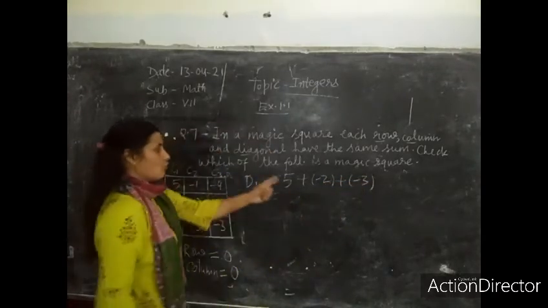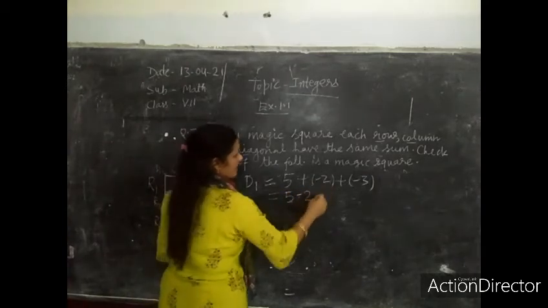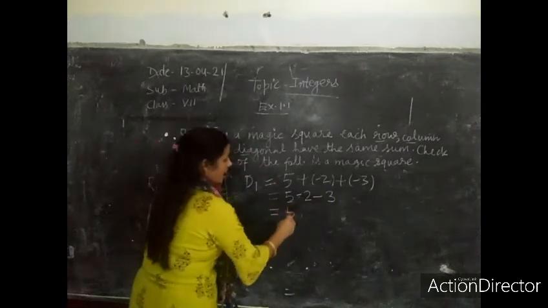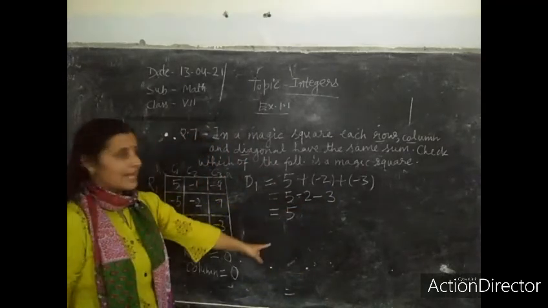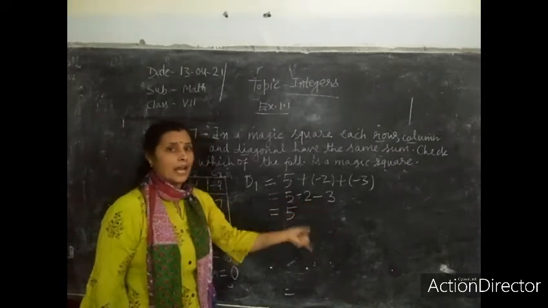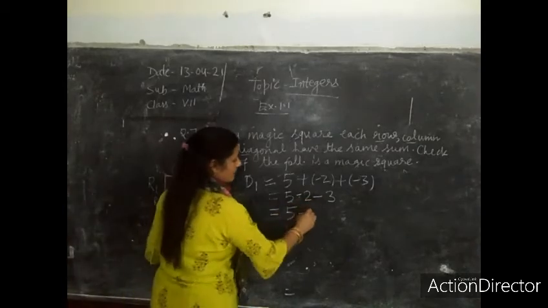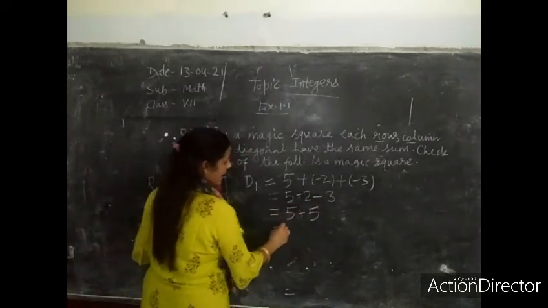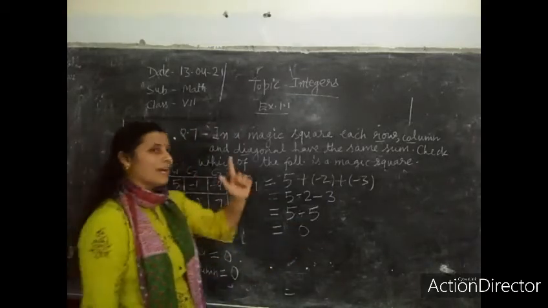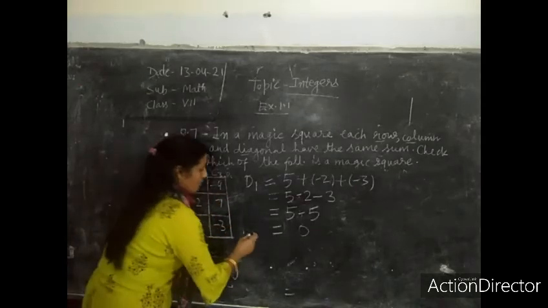Now add up. First we will open the bracket. Plus minus becomes minus. Plus minus becomes minus. Then we leave 5 as it is, and minus 2 and minus 3 have the same sign, so we add these two numbers. Minus 2 minus 3 becomes minus 5. 5 minus 5 equals 0. Very good. Again D1 is 0. Now we are almost close to our target.